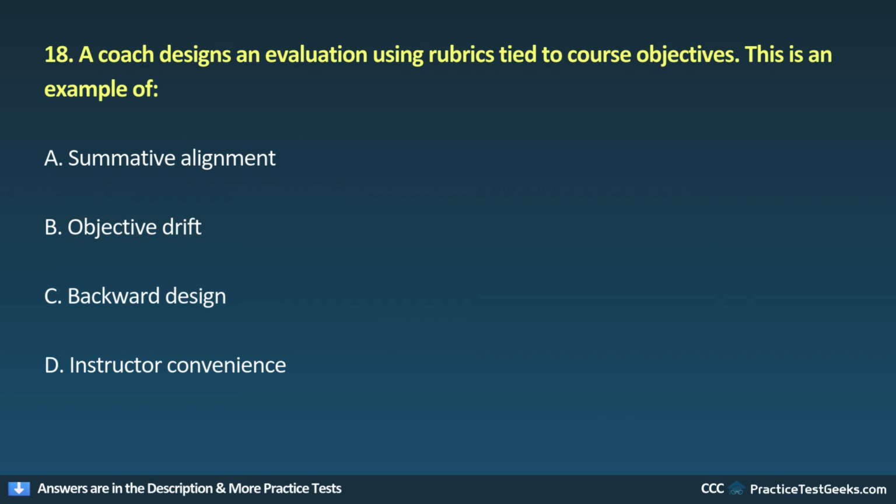This is an example of A. Summative alignment. B. Objective drift. C. Backward design. D. Instructor convenience.